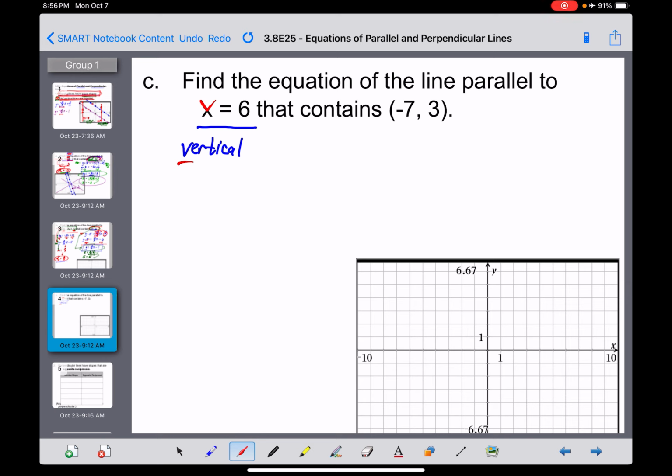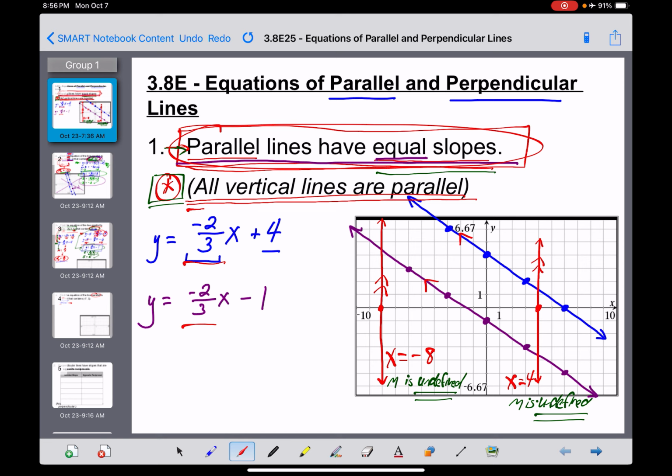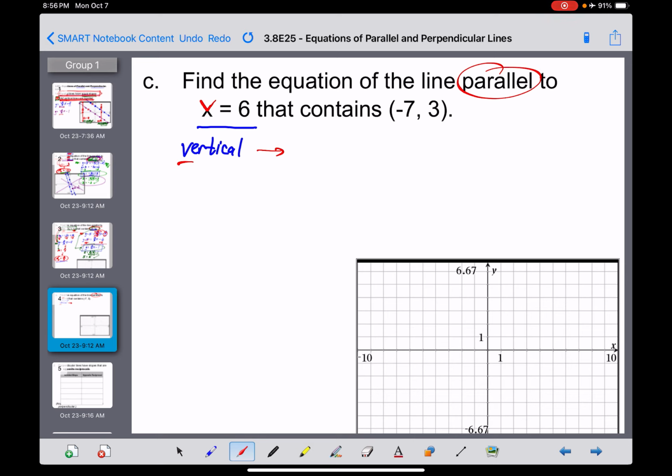Now, the line that they gave us was vertical. Therefore, a line parallel to a vertical line is going to be, let's go back to something we wrote earlier right here, all vertical lines are parallel to each other. So that means that our parallel line is going to be vertical as well. So we've got a vertical parallel line. And again, now let's keep the thought process going. What's the equation of every vertical line? It's going to be x equals some value right here. And that value, we called it A in our notes in 3.8D, that value is the x-coordinate of any and every point on that line.